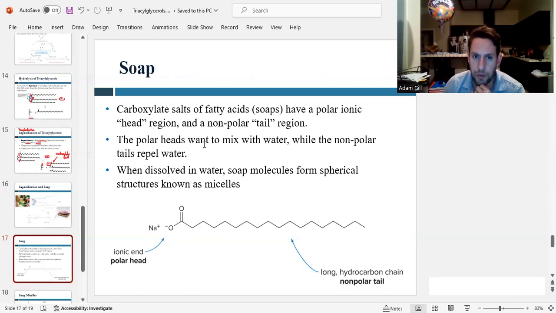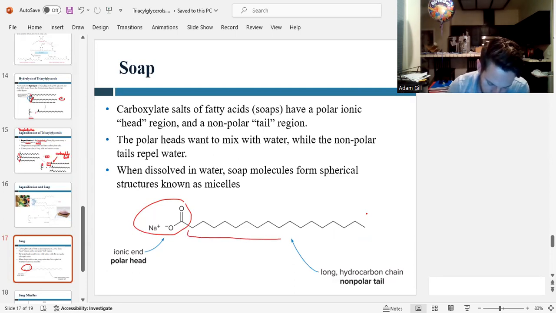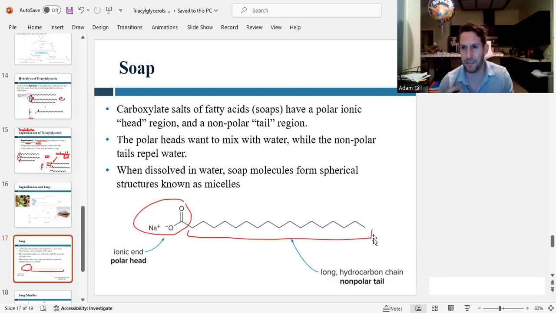The soap molecules have a polar head region. And when I say polar, I really mean it's ionic. It's got a positive and a negative charge. This thing really wants to dissolve in water. But you also have this long non-polar tail. This part really doesn't want to dissolve in water. And so you have this dichotomy here, this fighting of forces. This part wants to go in the water, this part doesn't.